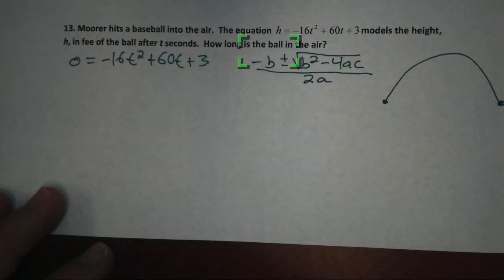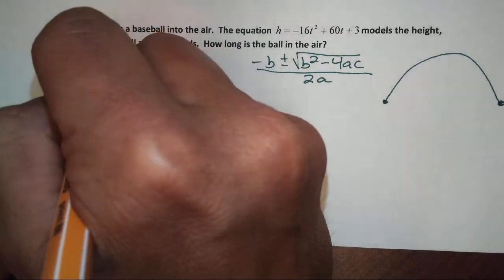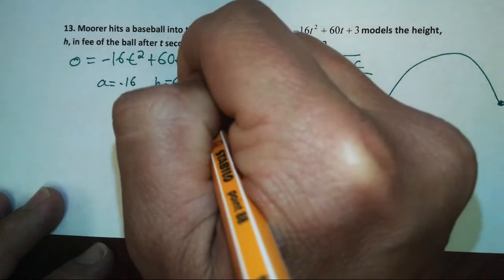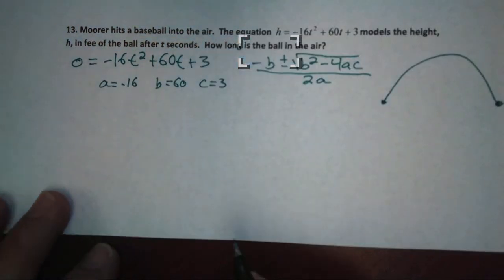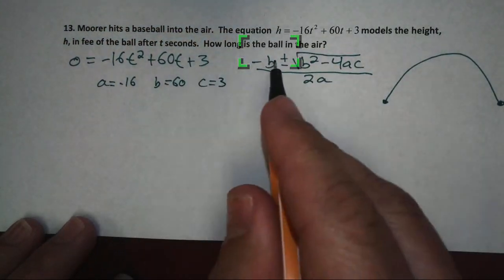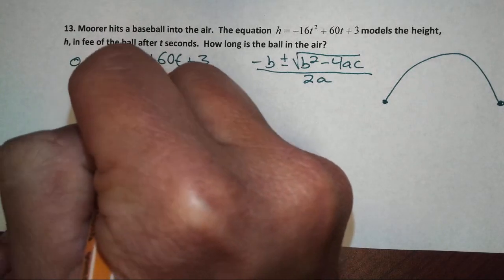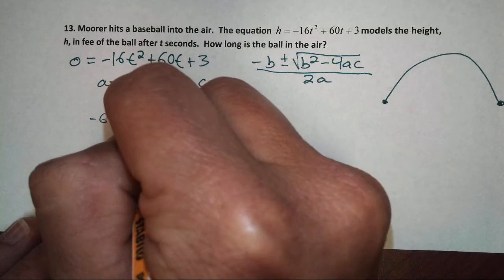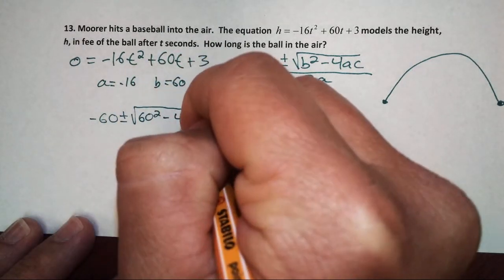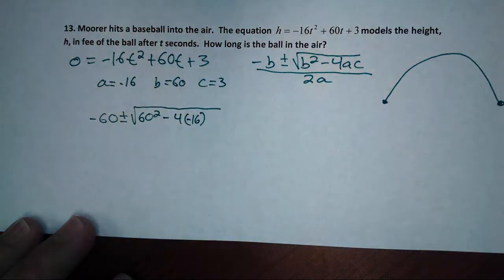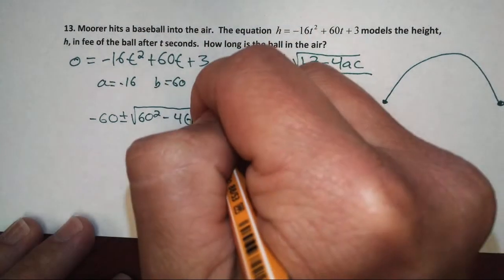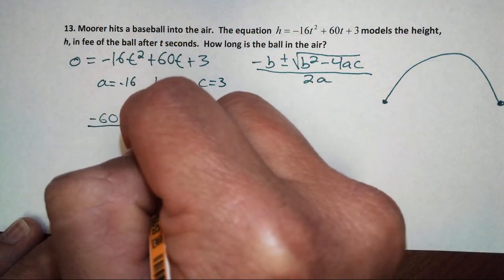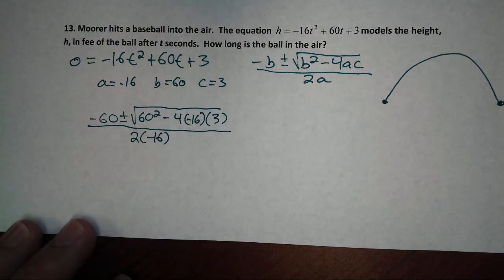So I need the A, the B, and the C. So A is negative 16, B is 60, and C is 3. So now let's just plug it in. So negative B, so negative 60 plus minus square root B squared, so 60 squared minus 4 times A, which is negative 16, times C, which is 3, all over 2A, 2 times negative 16.